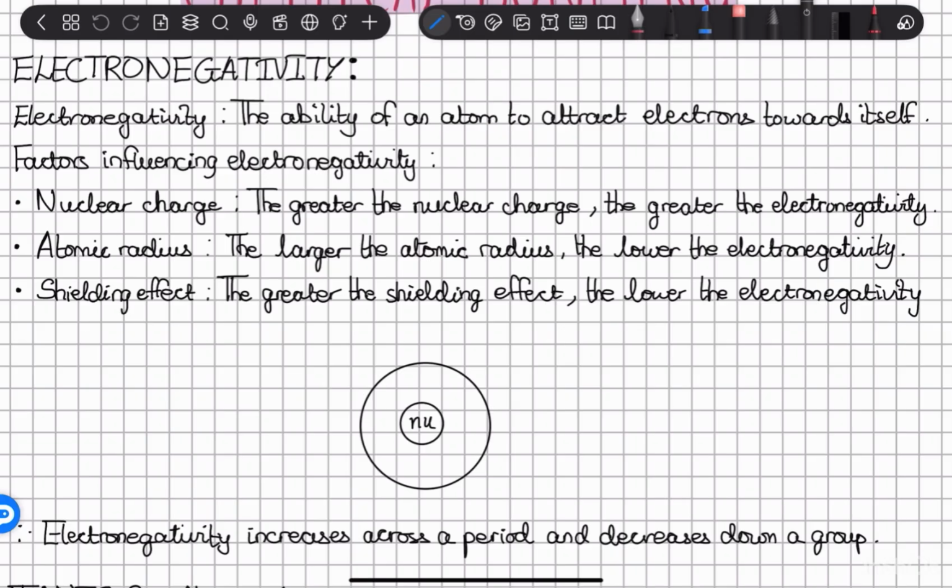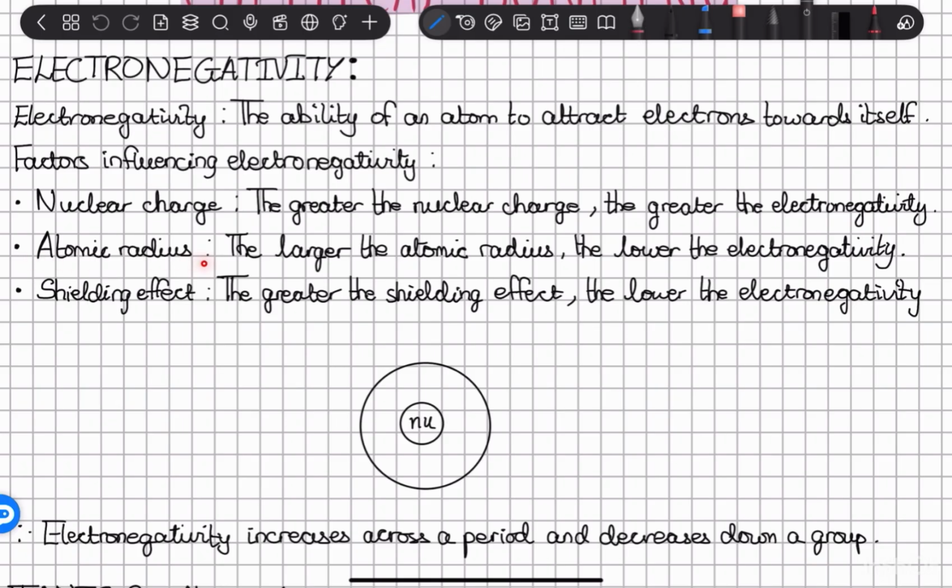And we have factors influencing this trait. Nuclear charge, which is very obvious. If you have a greater nuclear charge, which means a more positive center, as in more protons in your nucleus, then you'll be able to attract more electrons, so the greater the electronegativity.